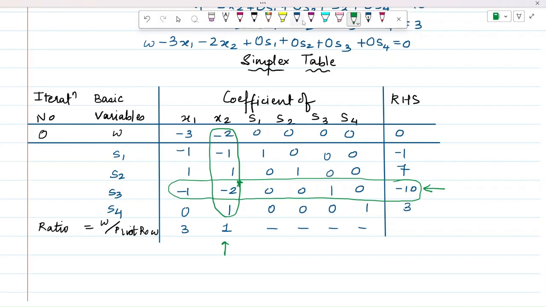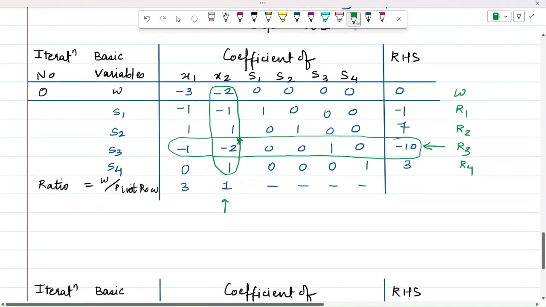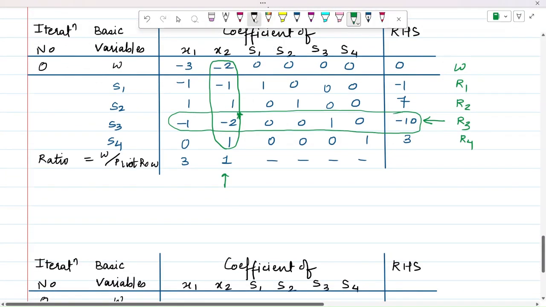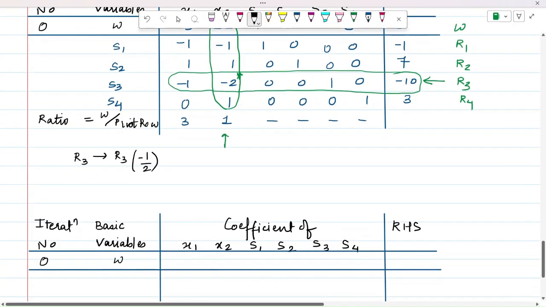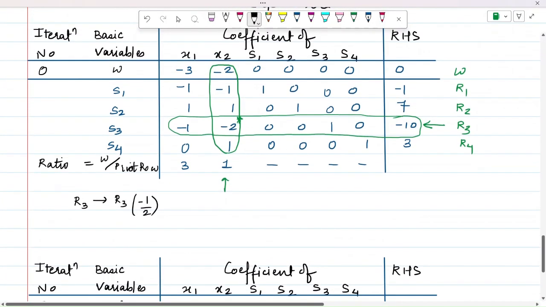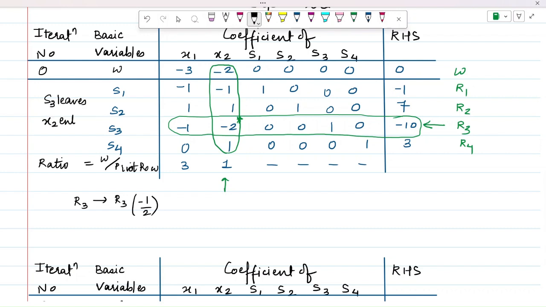So what you need to do is you first need to number the rows. So this is going to be my W row, R1, R2, R3, and R4. And step number 1, we are going to convert the key element into 1 by multiplying by a suitable number. So we are going to multiply R3 by -1/2. Another thing you need to note here is that S3 leaves and X2 enters. The pivot row is leaving and the pivot column is entering.